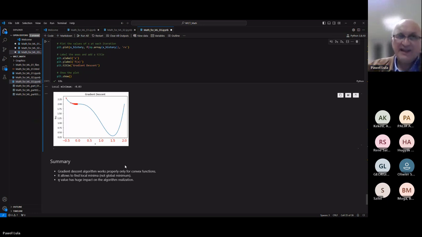Of course, it can, but it depends. We should always remember that it is possible to find only a local extremum. And also, we notice that the eta value has a huge impact on the results. Tomorrow, we will be talking about a similar problem, but in a situation in which we will have a function with many variables. That's all for today, and we will continue tomorrow. Thank you very much.